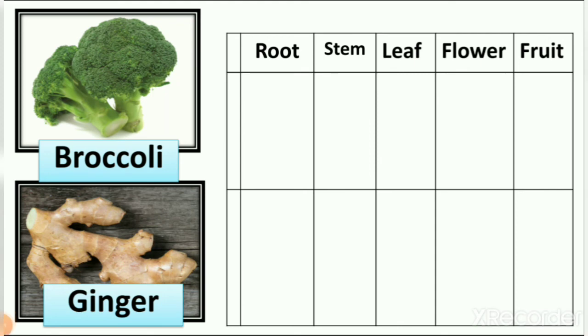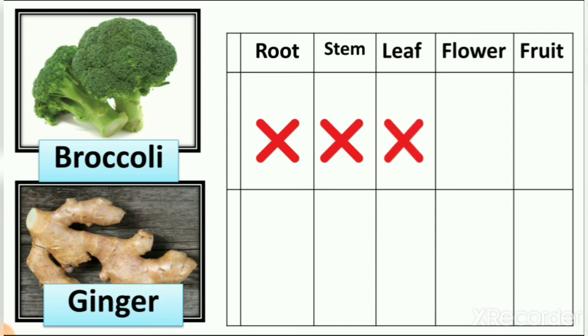No. So what do we put in the roots box? Wrong mark. Then is that a stem? There is stem in broccoli. You can see here. But is the whole part stem? Yes or no? No. So we put a wrong mark. Then next is leaf. Can you see any leaf in broccoli? I cannot see any leaf there. So again a cross mark.